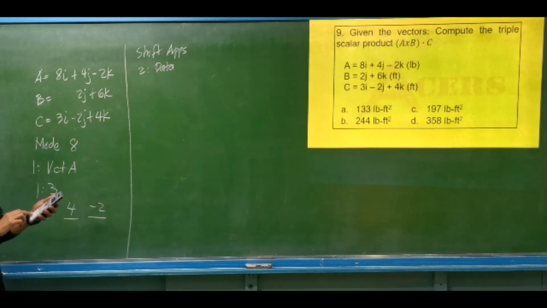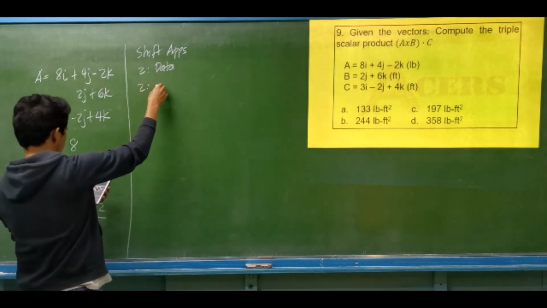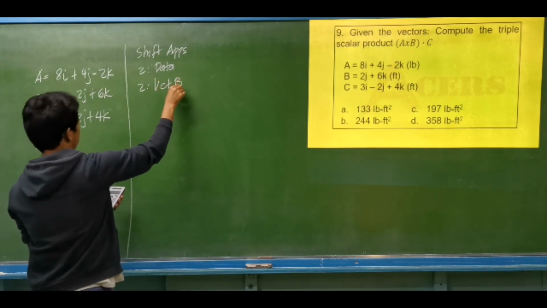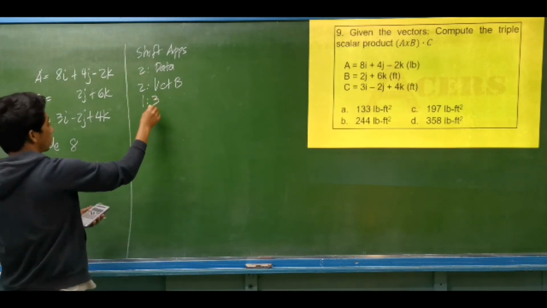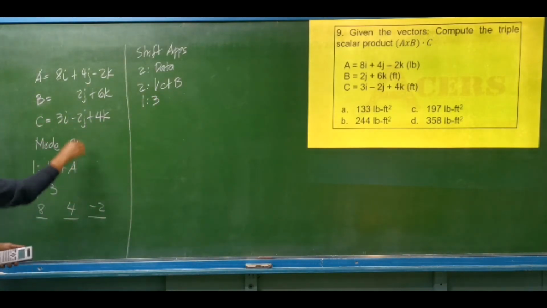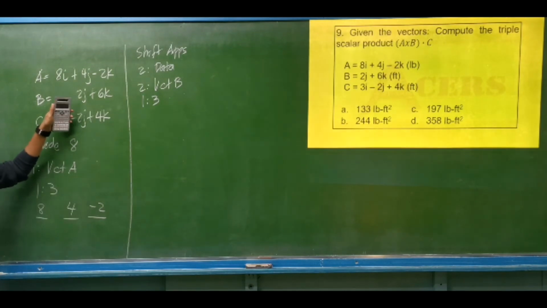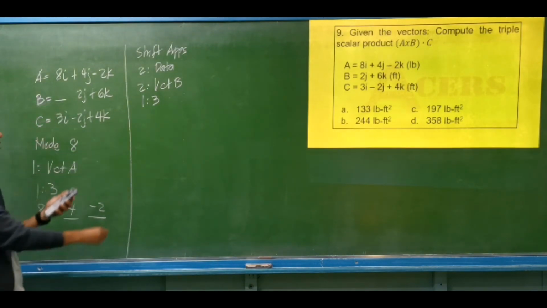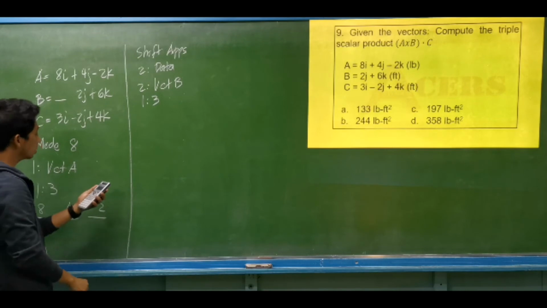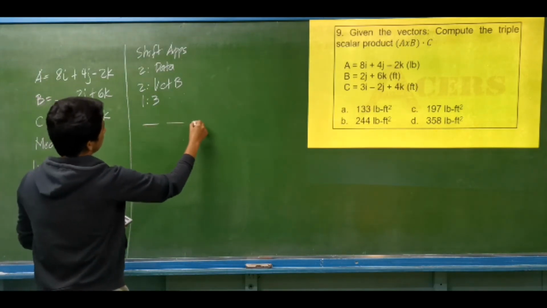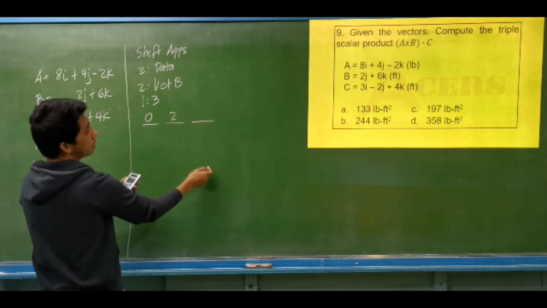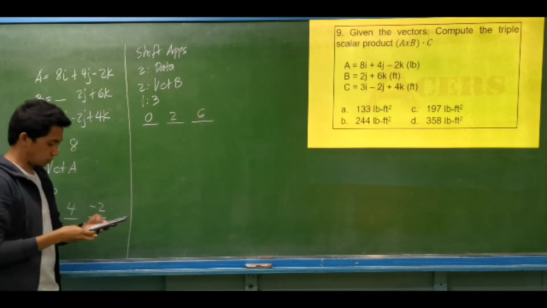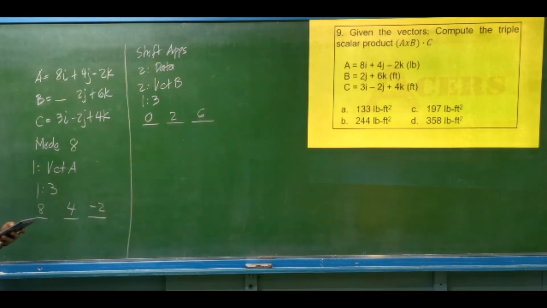Then we choose number 2 again, this time for vector B. Then again 1 to 3, since we have 3-dimensional vectors. As you can see, we don't have the first element of vector B, so the first element will be 0, then a positive 2, then a positive 6. So we have 0, 2, and 6.